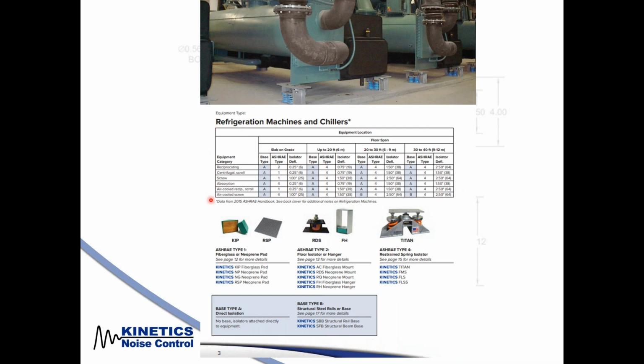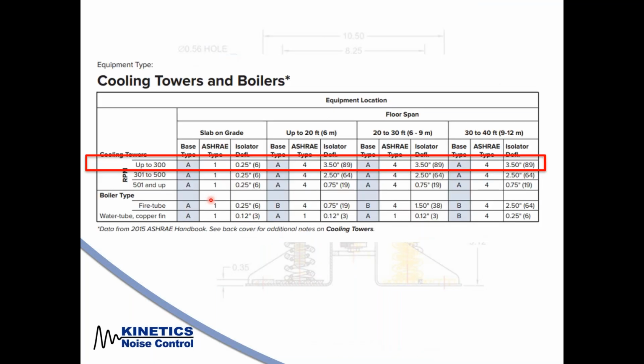Now, to understand how to work the charts from the ASHRAE handbook, I'm using an example here for a cooling tower. So this particular cooling tower, if you look at the location of the equipment, if the cooling tower is sitting slab on grade, if it's in an equipment yard or in the basement or the ground level of the building, it's going to need a 1/4 inch deflection, squish under the weight of the equipment of the isolator, and then it says that we need an ASHRAE type of 1. We'll go into the ASHRAE types here in a moment.